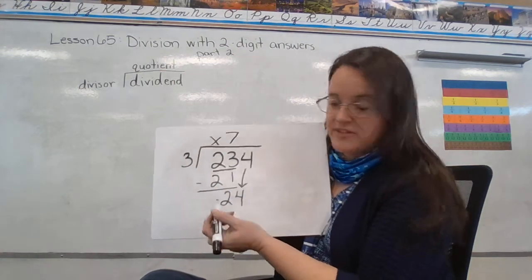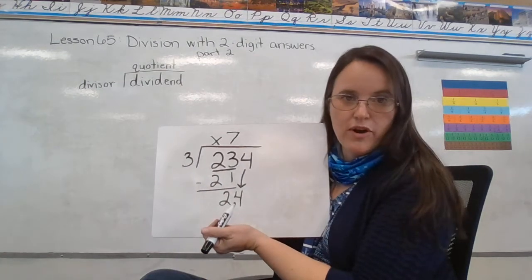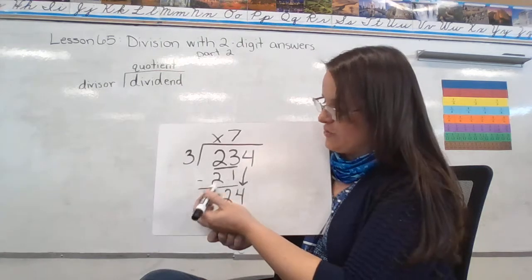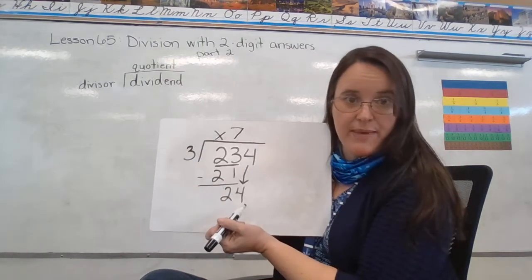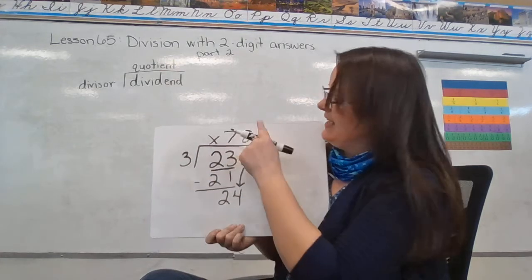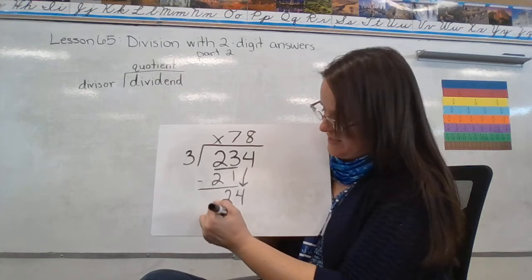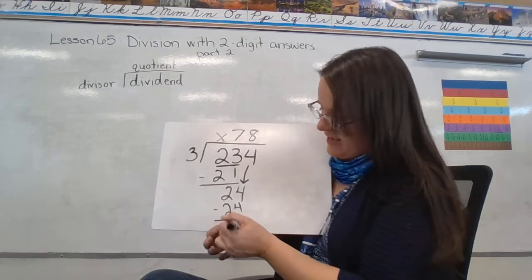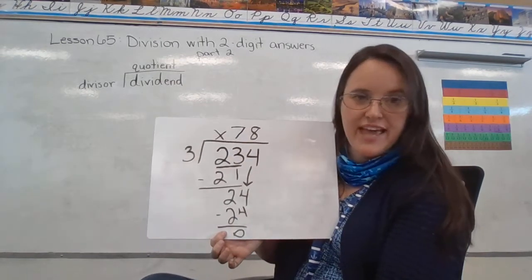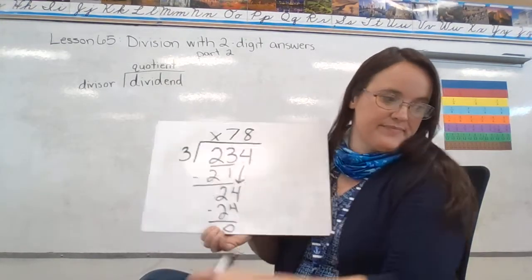And now we start over and say, how many times can 3 go into 24? Well, we were at 21 with 7 times. We can make one more group of 3 there. So here's an 8. Then we multiply. 8 times 3 is 24. We subtract, and we still don't have any remainder for an answer of 78.